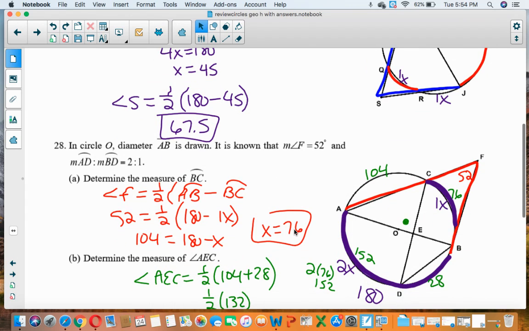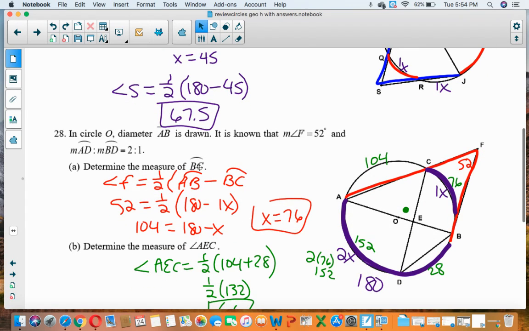Number 28 has a couple parts to it. The first part is I want to find the measure of arc BC. So arc AD and arc BD, AD and BD, those are right here. That's what I have outlined in purple. Together, those form a semicircle, which is 180.